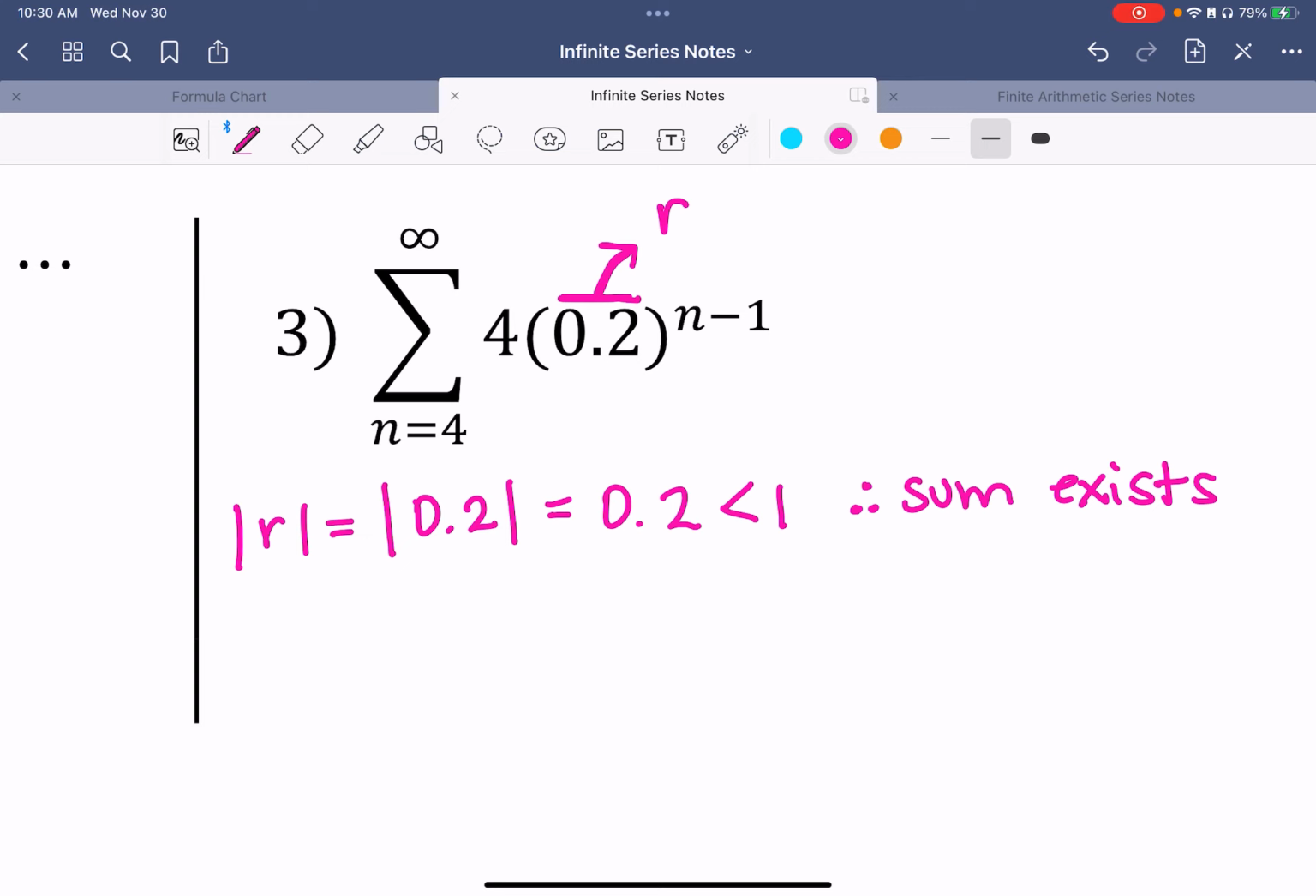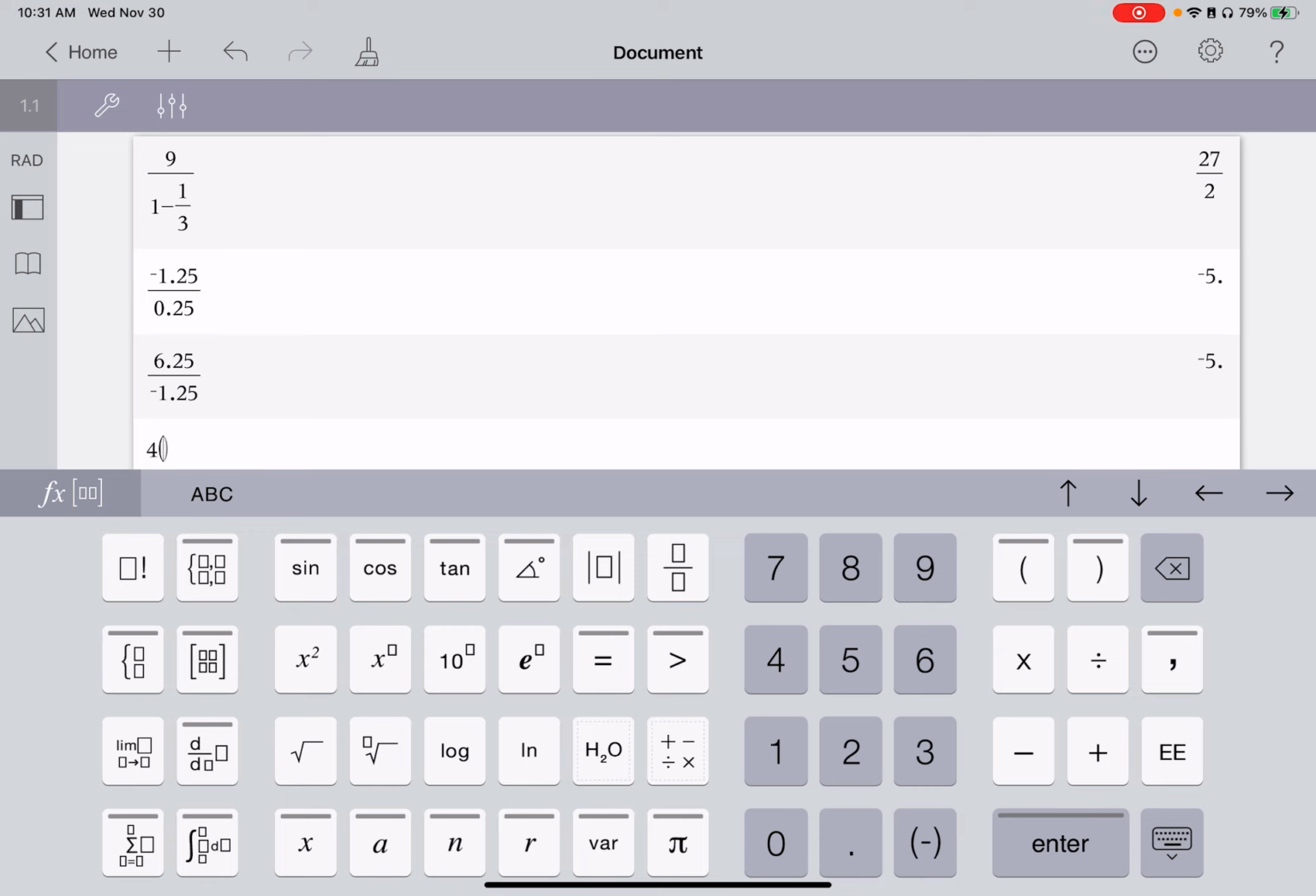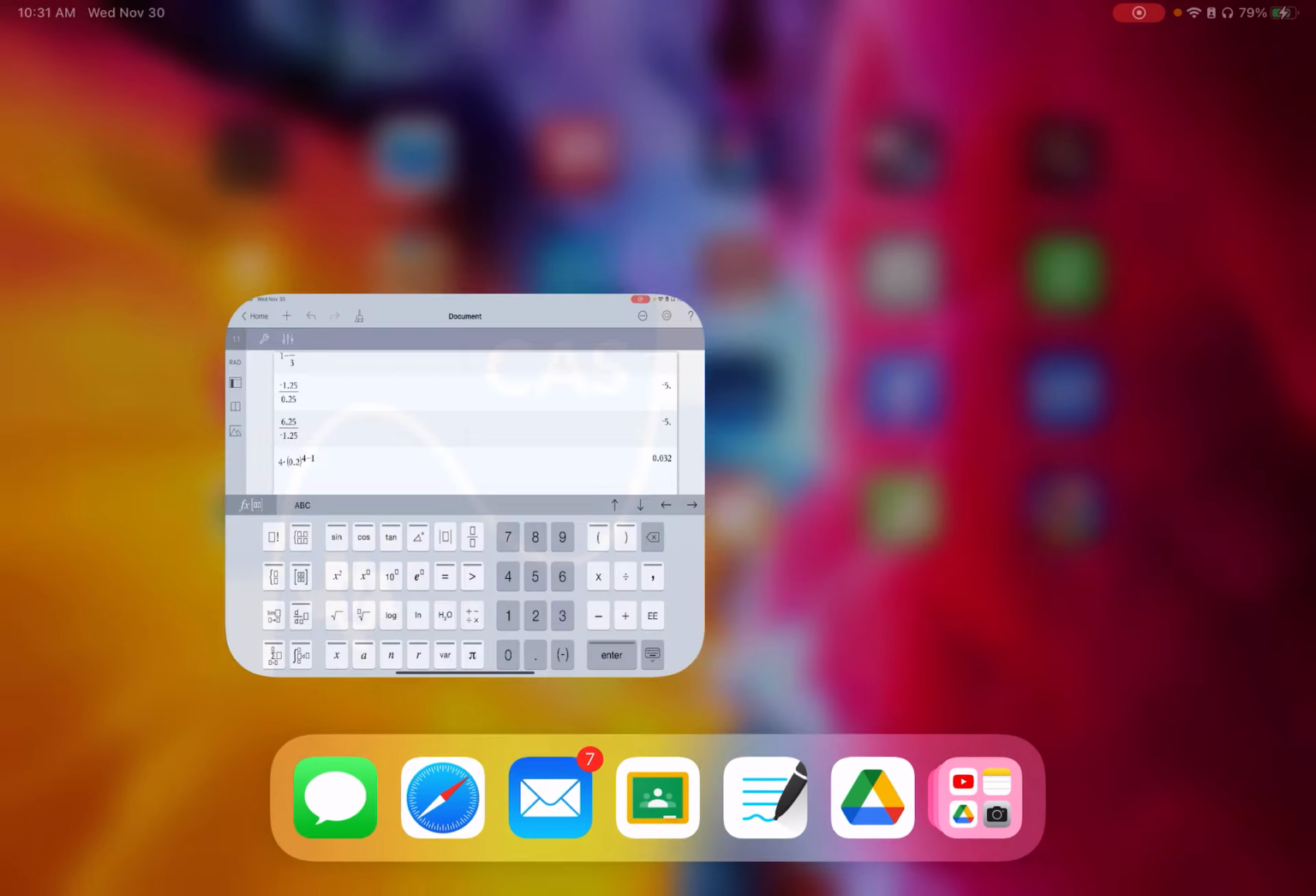Okay, so now that we know the sum exists, we're going to figure out what the first term is and then use the formula. Now remember from the last video, to find the first term, you plug the lower bound into n. So to find the first term, we're going to do 4 times 0.2 to the power of 4 minus 1. Okay, and I'll put that in the calculator. 4 times 0.2 to the power of 4 minus 1. So I get 0.032.